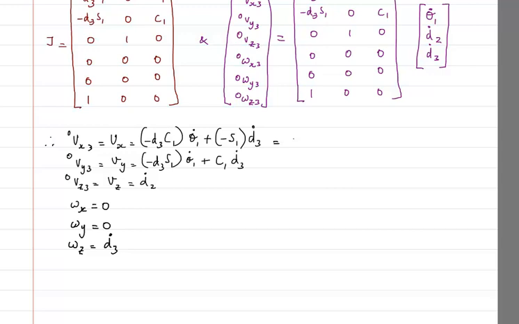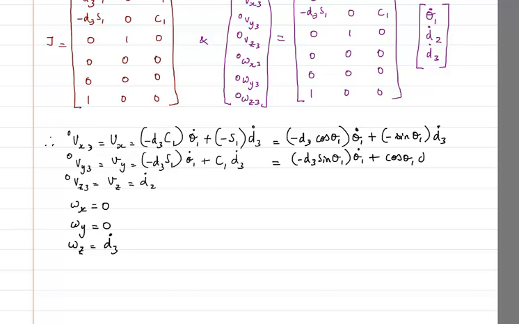Now I can write this in expanded form as minus d3 cos theta 1 into theta 1 dot plus minus of sine theta 1 into d3 dot. Similarly, this one also I can write as minus d3 sine theta 1 into theta 1 dot plus cos theta 1 into d3 dot.